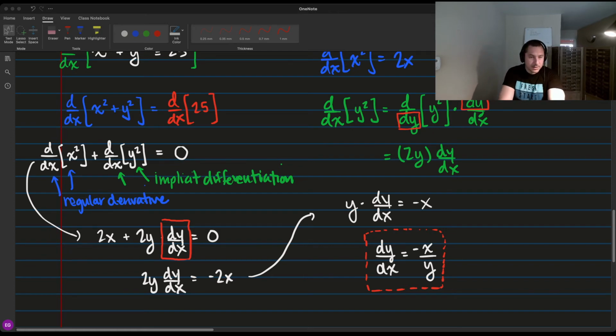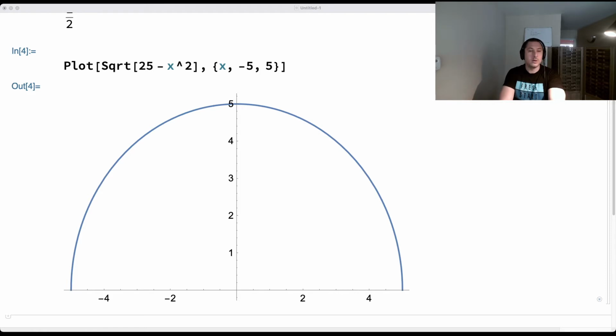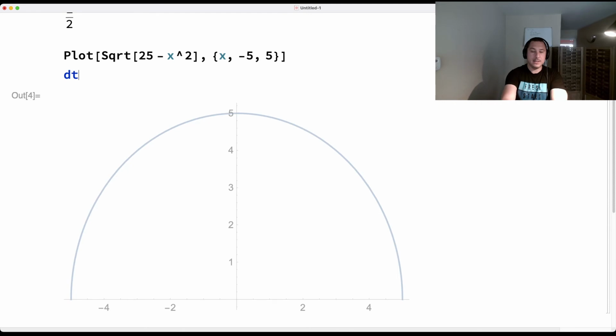Okay, so let me change my screen. Okay, cool. So do you see how here I have the graph of a circle? So what we just found out was that dy dx equals, what was it, minus x over y.